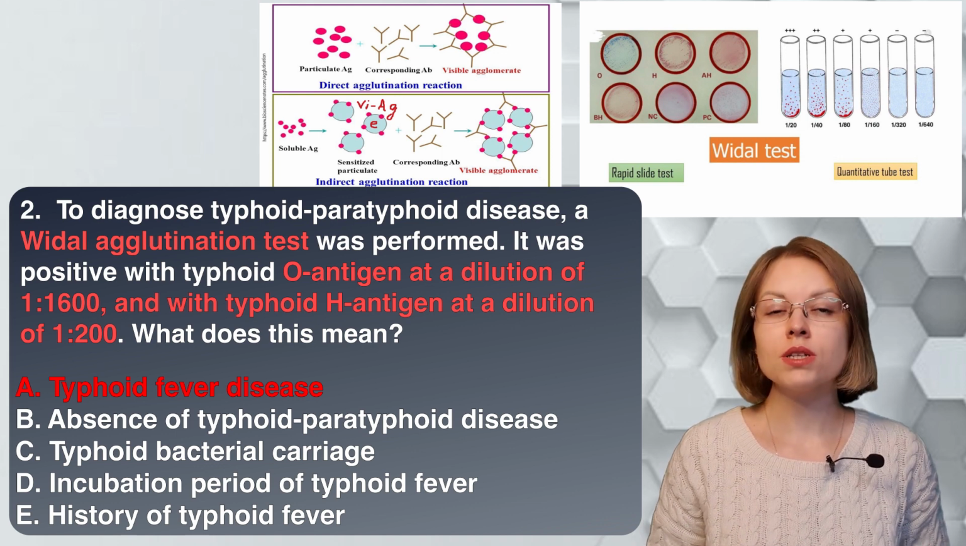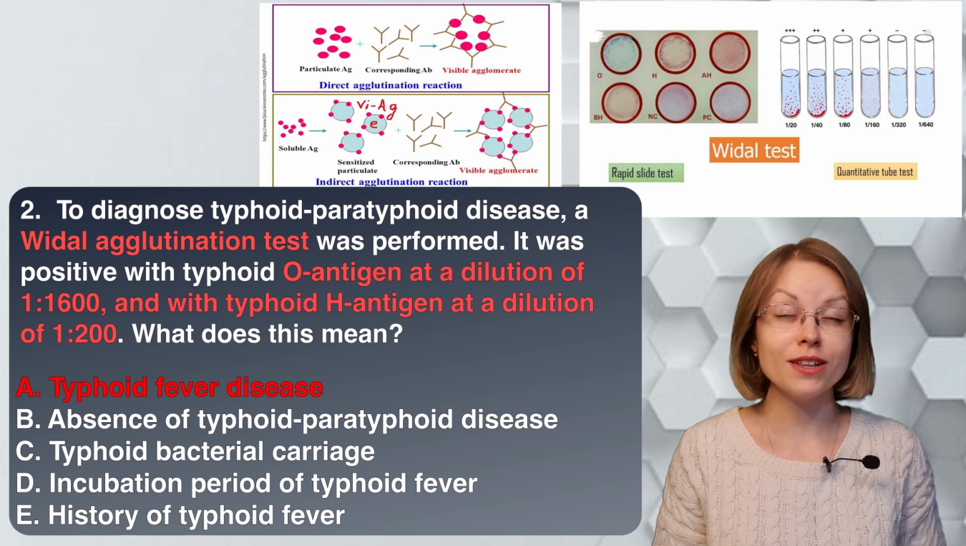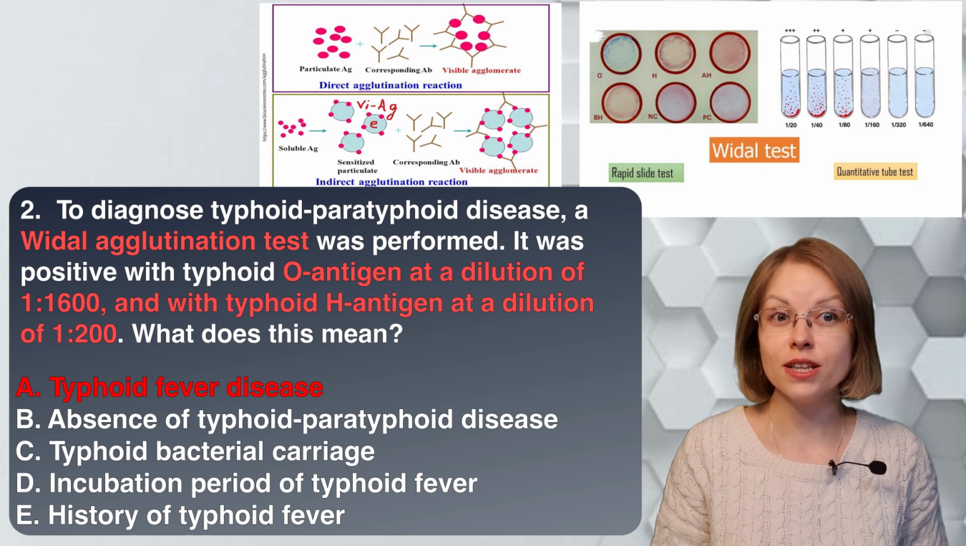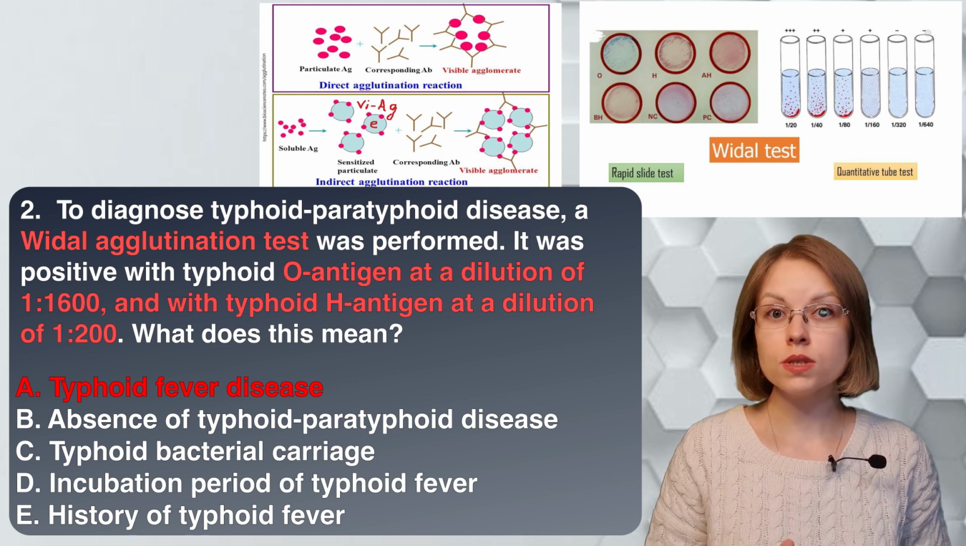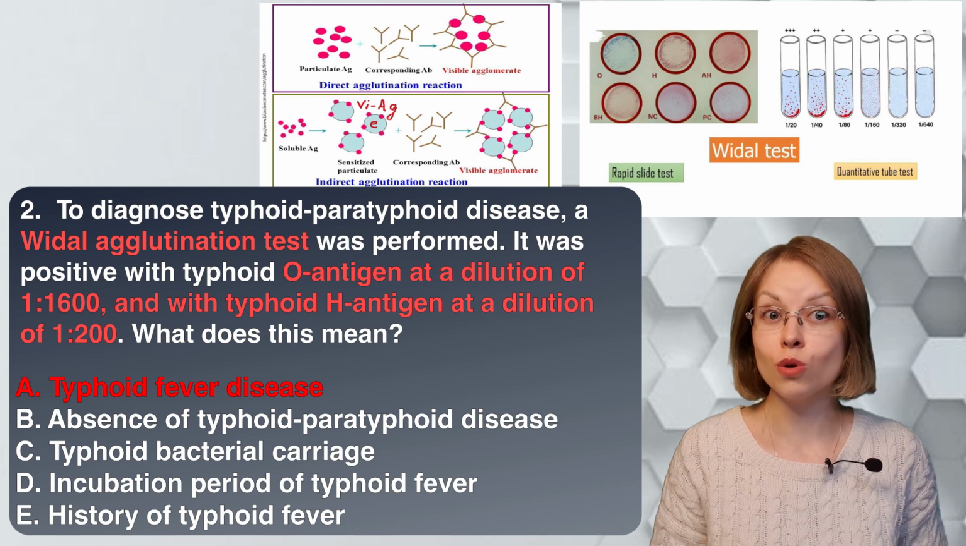By the way, bacterial carriers of typhoid fever have antibodies to Vi antigen. Do you remember? Salmonella typhi has Vi antigen. For these patients, an indirect hemagglutination reaction is used, in which the diagnostic titer is 1 to 40 or higher.